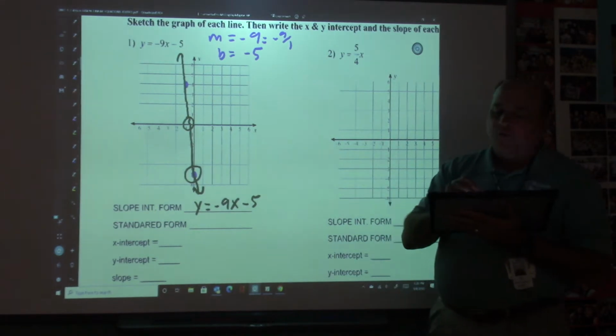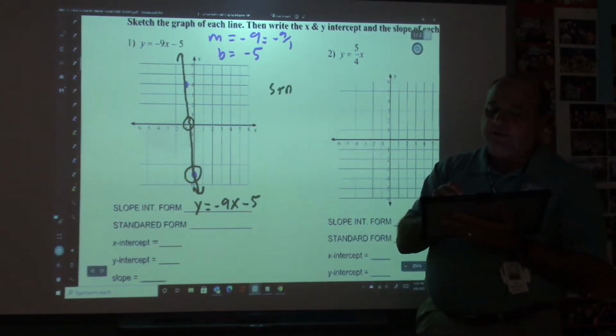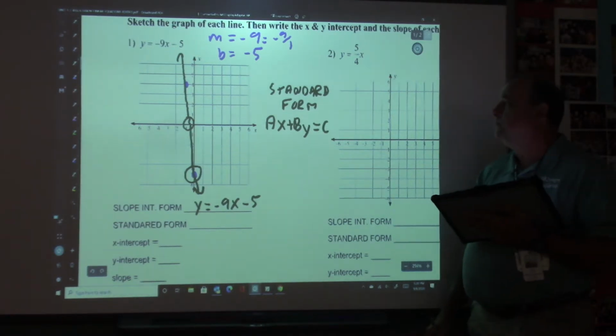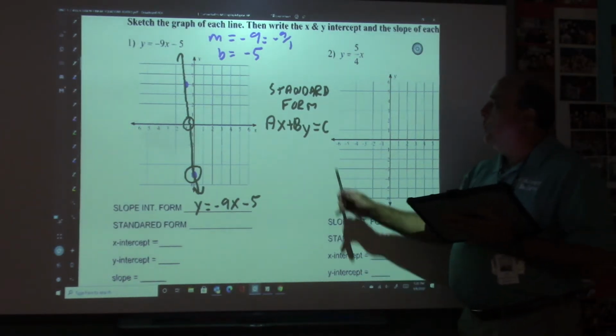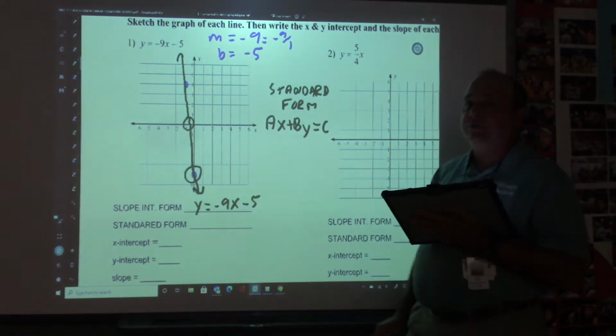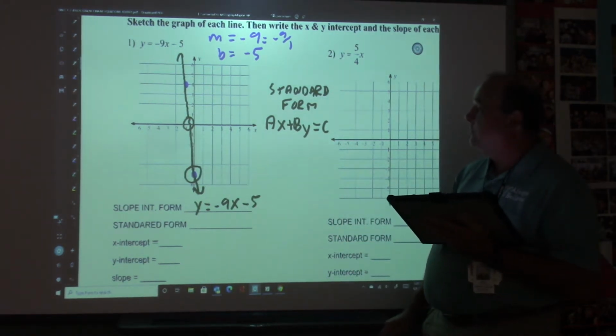Now then, standard form, write this down. Standard form helps you get your intercepts. Standard form is ax plus by equals c. Okay? So we want the x and the y on the left and the c on the right, and there can be no fractions. No fractions at all in standard form.